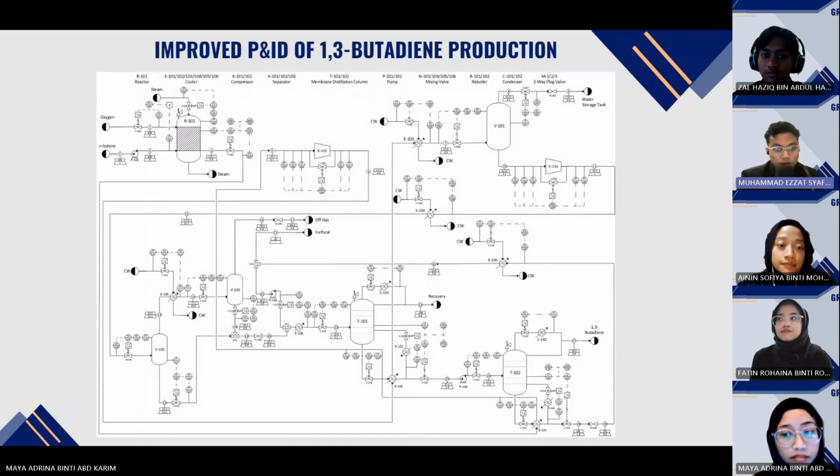This is to ensure that any amendments or changes will guide the workers to operate the plant safely and according to the PNID. Based on the hazard analysis, the equipment that focuses on improving this PNID is the reactor, cooler, and the distillation column. So next slide.